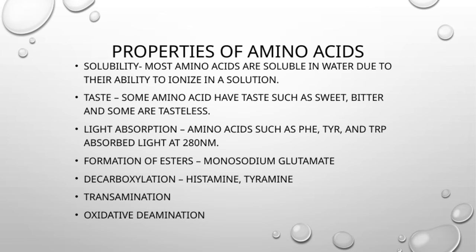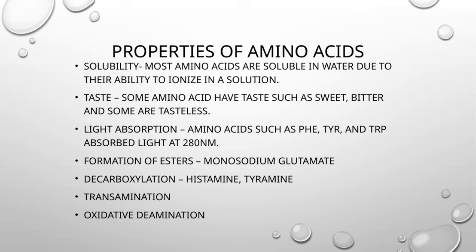Next, taste. Some amino acids have distinct tastes. For example, glycine and alanine are sweet, while others like leucine or phenylalanine can taste bitter. Interestingly, some amino acids are tasteless, which also plays a role in how proteins and peptides are perceived.